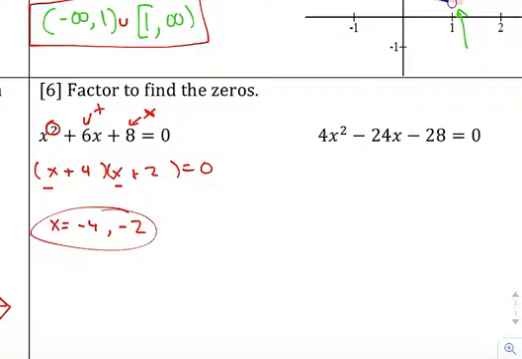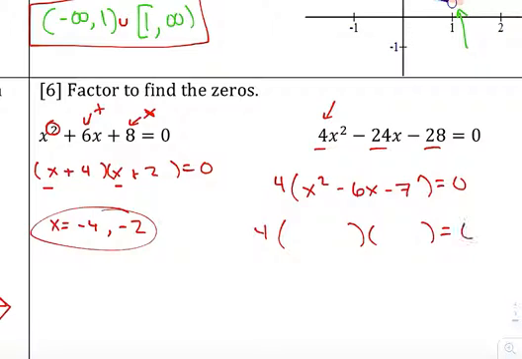Here we're going to do the same thing, but here we have a number in front of the x squared that's not a 1. But luckily, if I look at all three of my coefficients, those are all divisible by 4, which means I can factor out a common term of 4 before I actually start factoring the quadratic. So if I take a 4 out of the first term, I'm left with just an x squared. Then I'm left with a negative 6x, because 4 times negative 6 is negative 24, and then 4 times negative 7 is negative 28. So I can set this 4 aside, and I can factor the remaining quadratic.